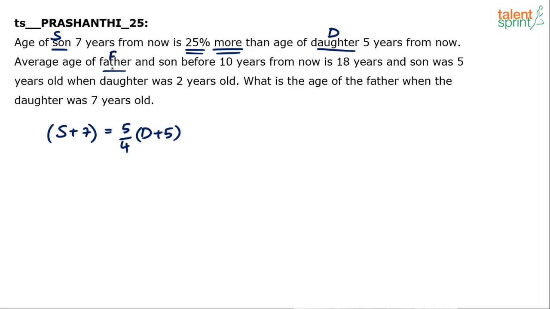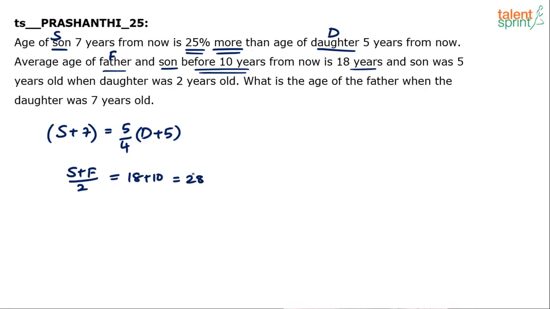Then average age of father and son before 10 years from now is 18 years. Now if you go back to these concepts that we have discussed in ages, you should be aware that if the average age of father and son before 10 years, not from now, before 10 years, is 18 years, then the average age today will be 28 years. So I can say (S plus F) by 2 equals 18 plus 10, which is equal to 28.